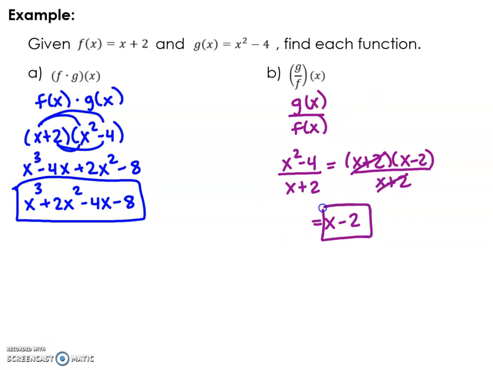And because we had something in the denominator, we have to make sure that we state along with our answer what x can't be. So x can't be negative 2 because that made the original denominator equal to 0. So we're just going to tack that on as well.